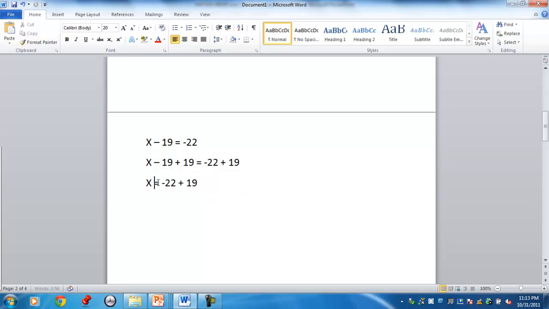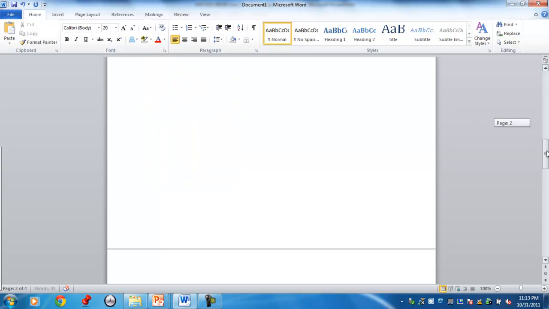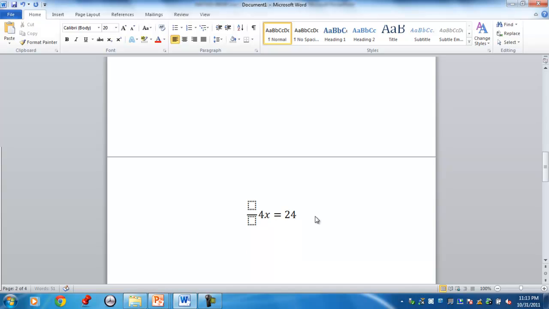So this will cancel. On the right-hand side I have the negative 22 and the positive 19. This is a negative number, this is a positive number. What I'm going to do here is basically take 22 minus 19, which will give you a value of 3. Now 22 is the negative number, so we're going to keep the sign of the 22. So as a result, our answer would be negative 3.